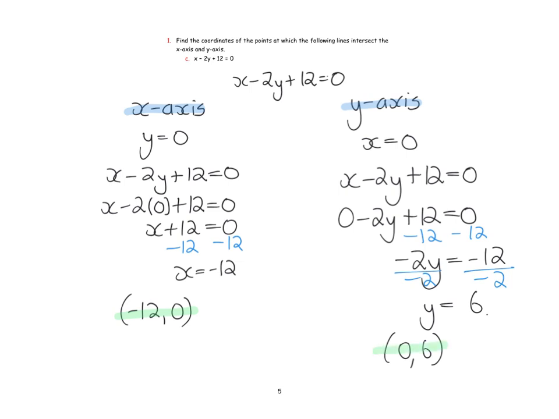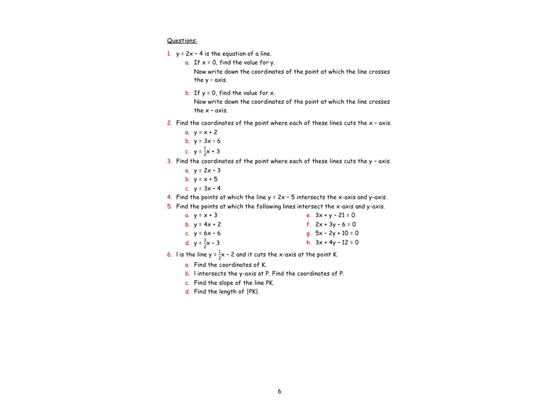Looking at some of the questions that you'll be completing then, question 1 asks you first of all, if f of x is equal to 0, find the value for y. Now write down the coordinates of the point at which the line crosses the y-axis. It's just breaking down the example even more. And B is the exact same, except they're saying if y is equal to 0, find the value of x. So it's the exact same as example 1, 2 and 3. The only difference is they're breaking it down into steps for you.